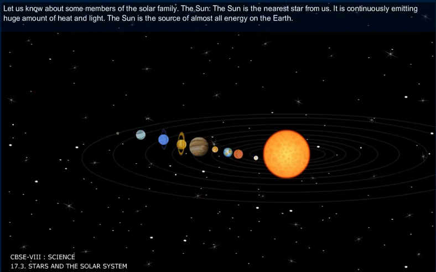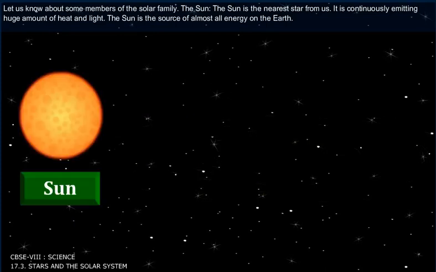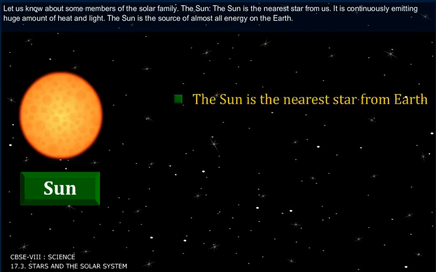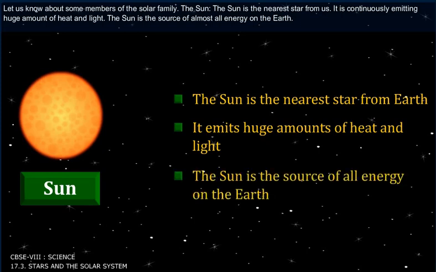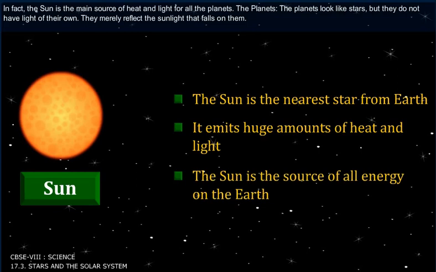Let us know about some members of the solar family. The Sun. The Sun is the nearest star from us. It is continuously emitting huge amounts of heat and light. The Sun is the source of almost all energy on the Earth. In fact, the Sun is the main source of heat and light for all the planets.